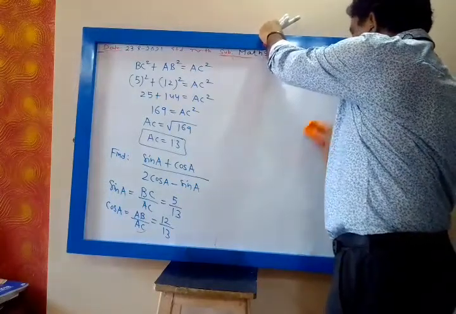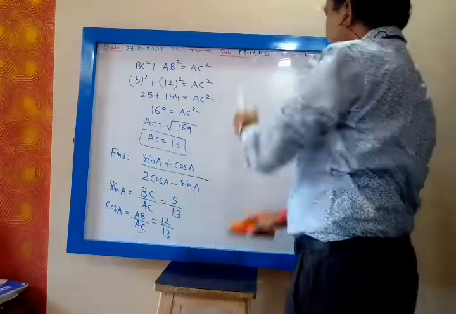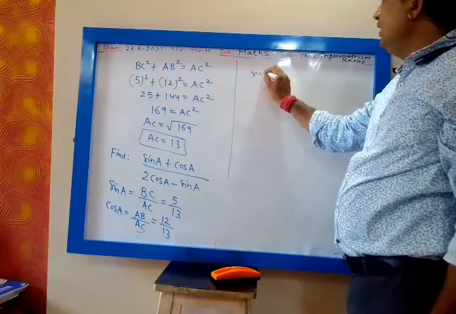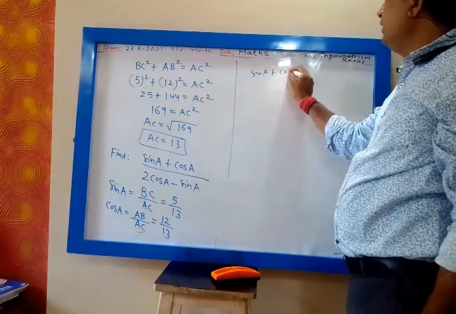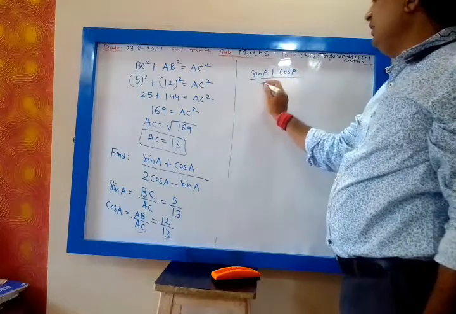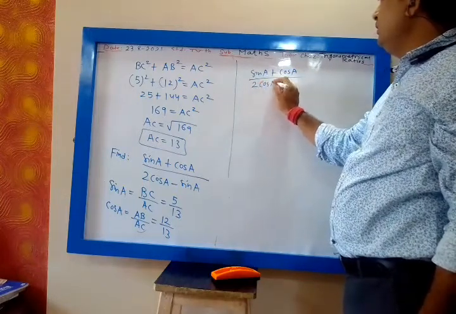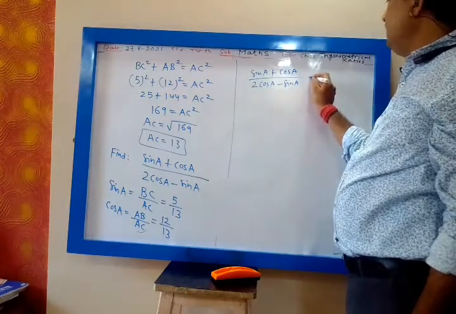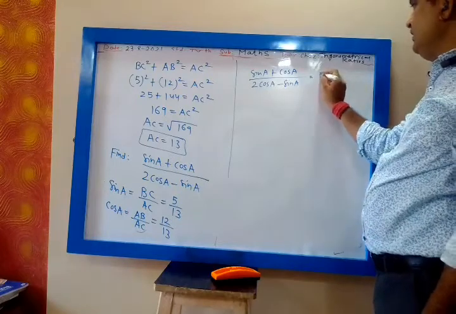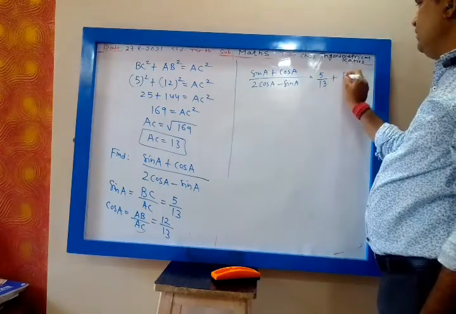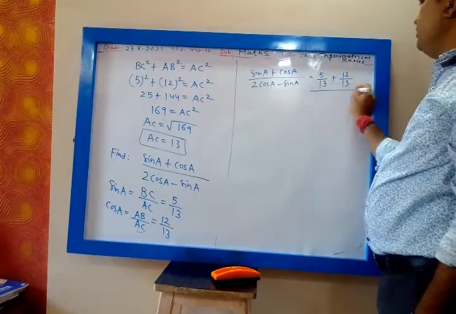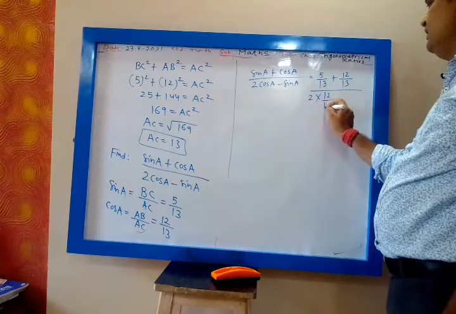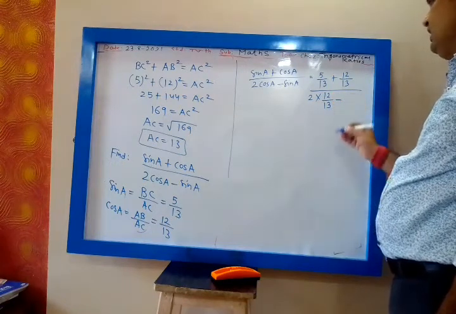So sin A plus cos A upon 2 cos A minus sin A. Now substitute the value. Sin A is 5 by 13 plus cos A is 12 by 13, upon 2 into cos A, cos A is 12 by 13, minus sin A, sin A is 5 by 13.